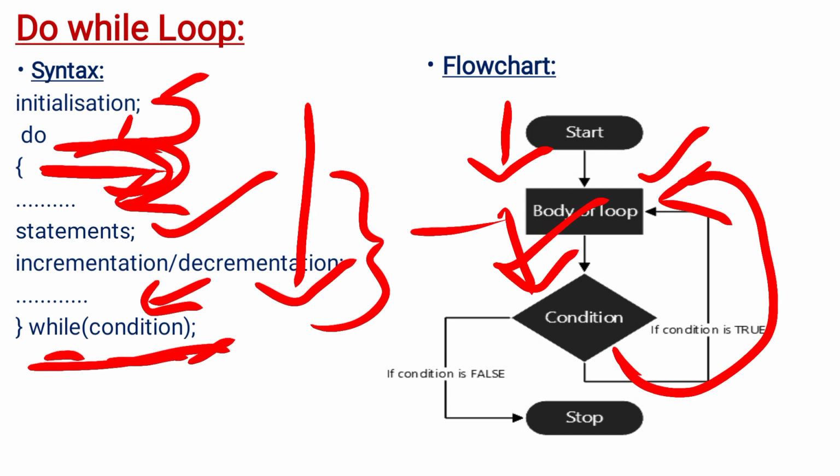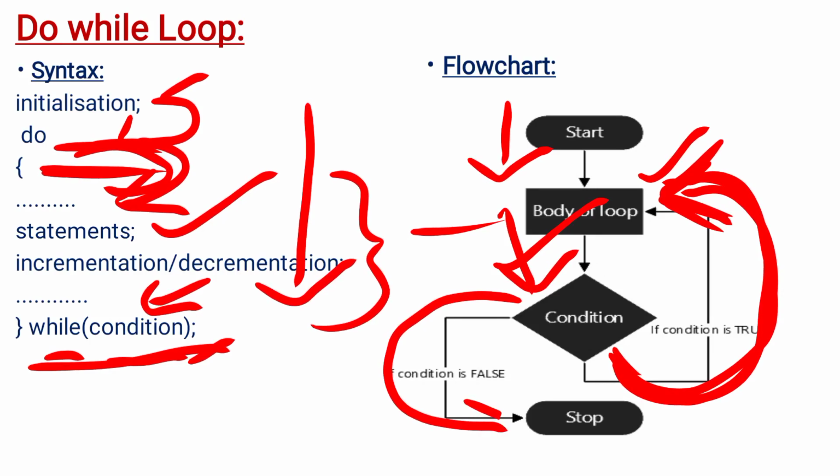How many times the condition is true, those many times the body of the loop will be executed. Whenever the condition becomes false, then the loop execution stops there. So this is the working nature of the do while loop with the help of flowchart and syntax. As long as the condition is true, the body of the loop will be executed. Whenever the condition becomes false, the loop execution stops there.